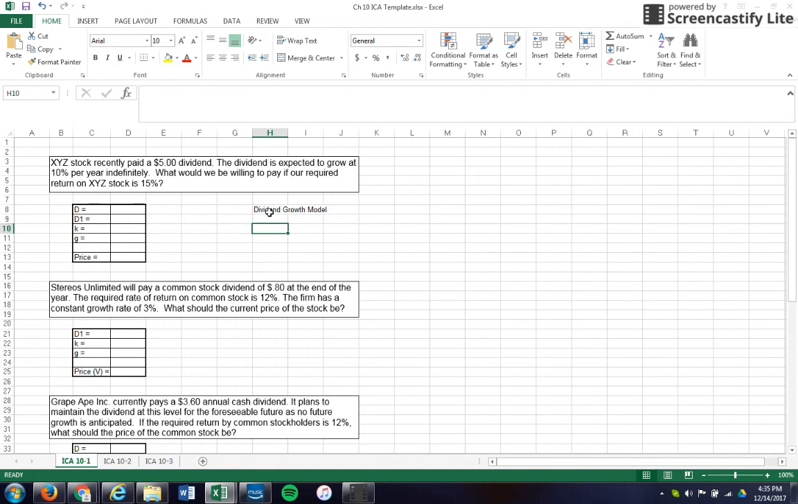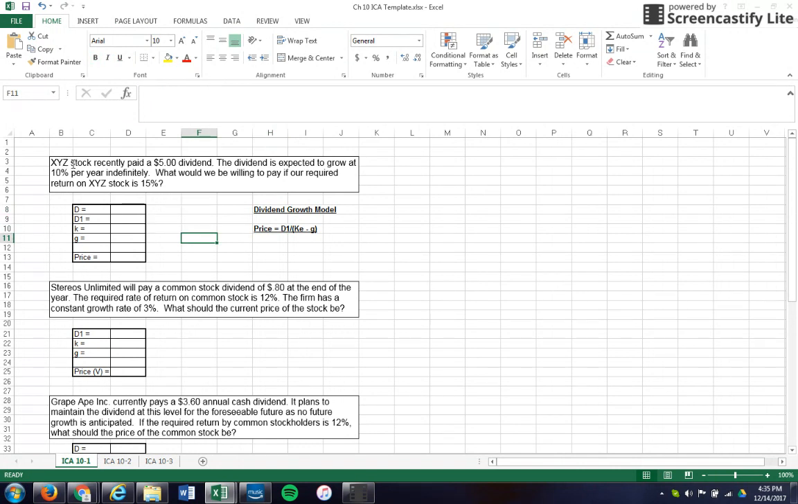The formula for that is simply that the price of a stock is equal to the next dividend, D1, divided by K, the cost of equity or the required rate of return, K of E, minus the growth rate. That's what we have. So we're going to need that model and make sure that we understand the application of that. I'm going to highlight this, make it bold, and underline it because it's very important.